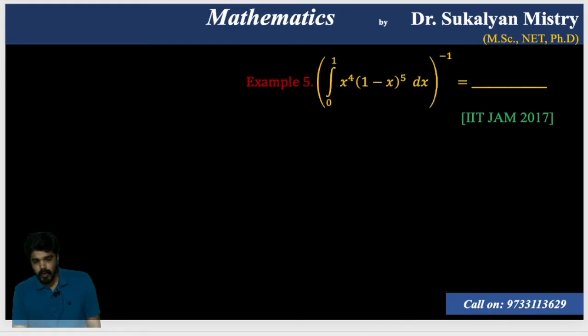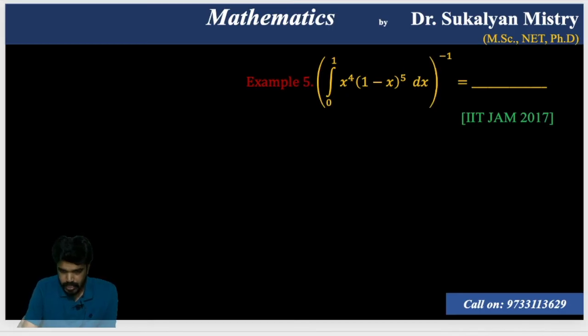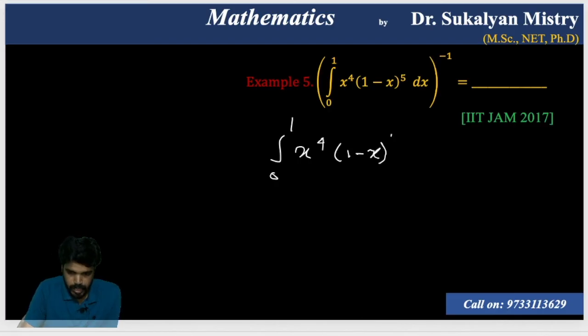So this problem was asked in IIT JAM 2017. We have to calculate the inverse of the integration from 0 to 1 of x to the power 4 into (1 minus x) to the power 5 dx. So first of all, we have to calculate the integration from 0 to 1 of x to the power 4 into (1 minus x) to the power 5 dx, right.